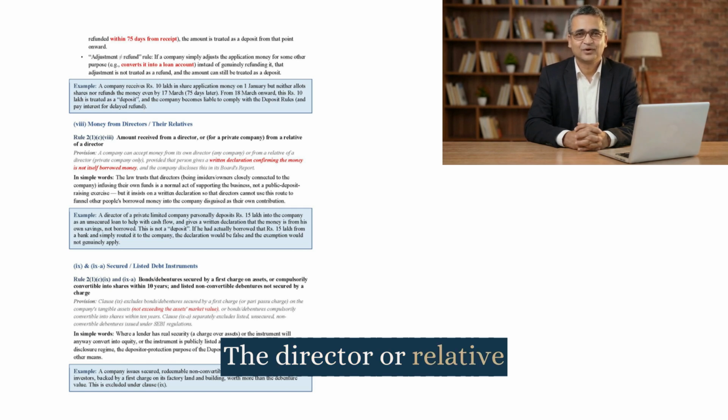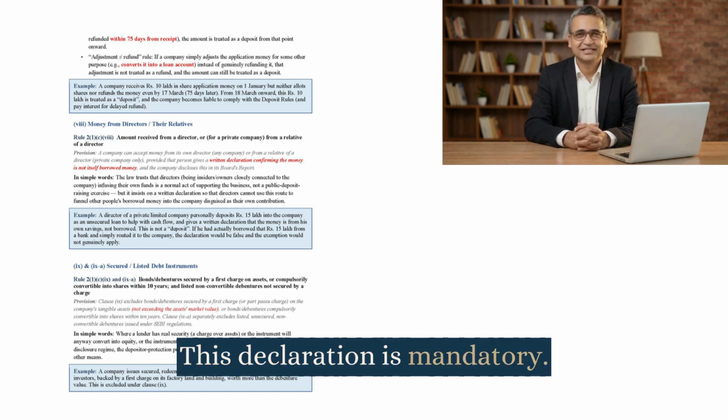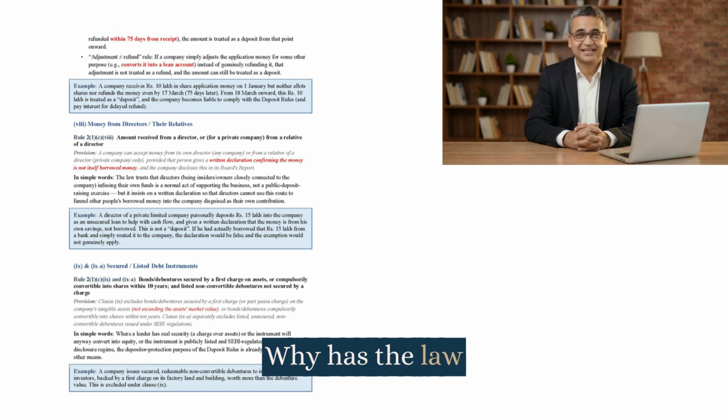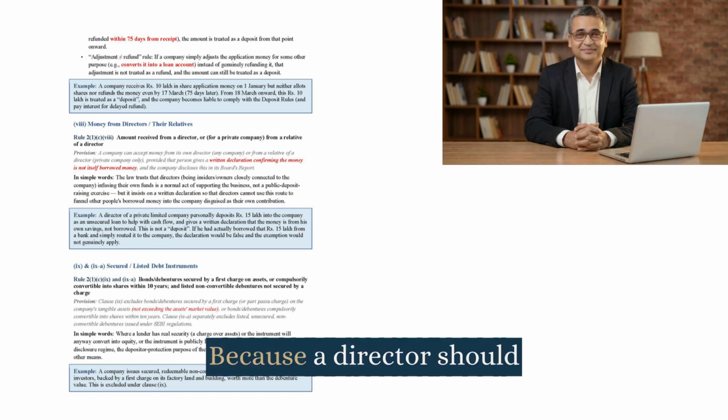The director or relative must give a written declaration stating that the money is not borrowed from anyone else. This declaration is mandatory. The company must also disclose this fact in its board's report. Why has the law imposed this condition? Because a director should not borrow money from a bank or another person and then route that borrowed money into the company by falsely claiming that it is his own contribution.